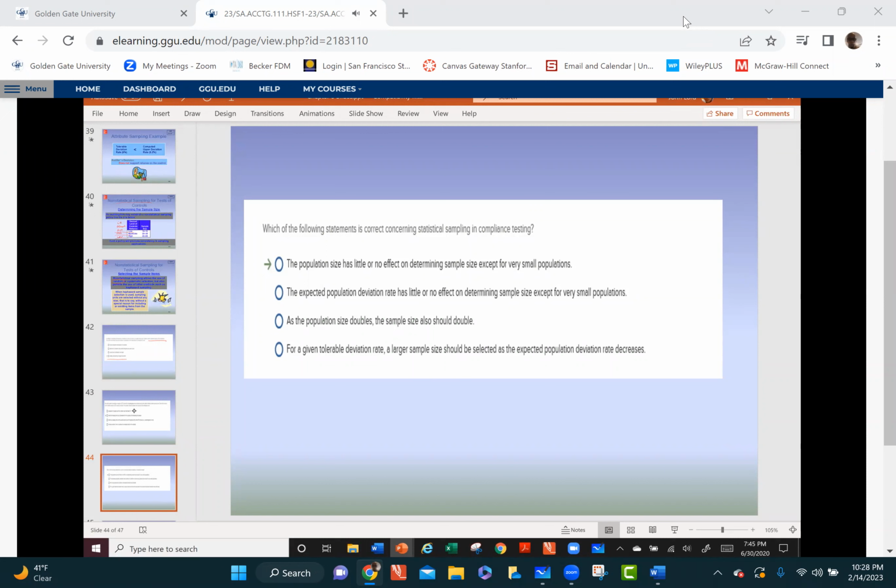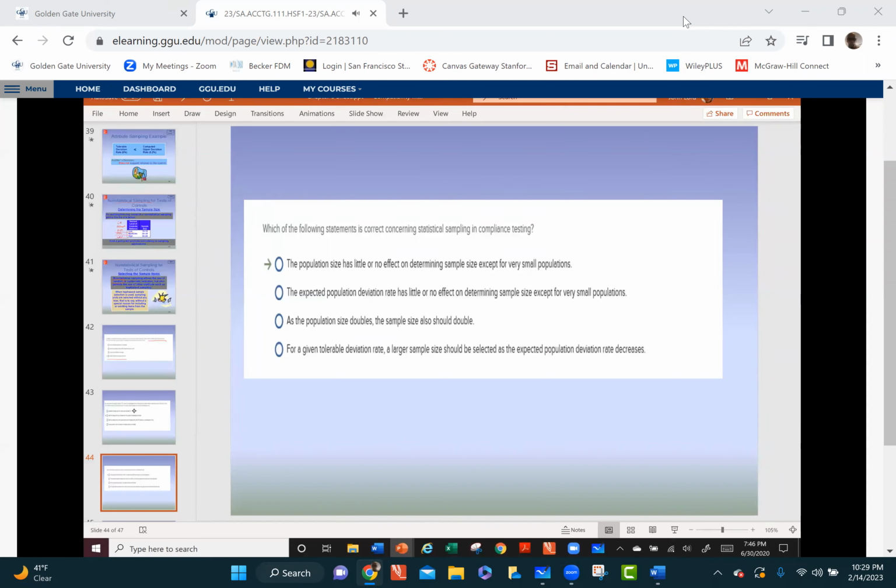So which of the following statements is true concerning statistical sampling for control testing? The population size has little or no effect. Remember, we said that, right? We had factors that affected the sample size, which was what? Risk of assessing control risk too low, AKA confidence level. We had tolerable deviation rate. We had expected deviation rate. Confidence level or risk of assessing control risk too low and tolerable deviation rate had inverse relationships. Expected deviation rate had what? A direct relationship. The other two had an inverse relationship.